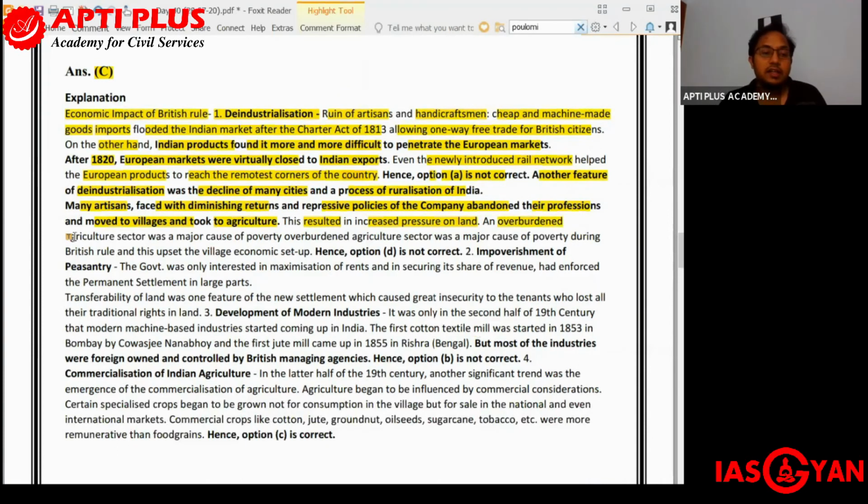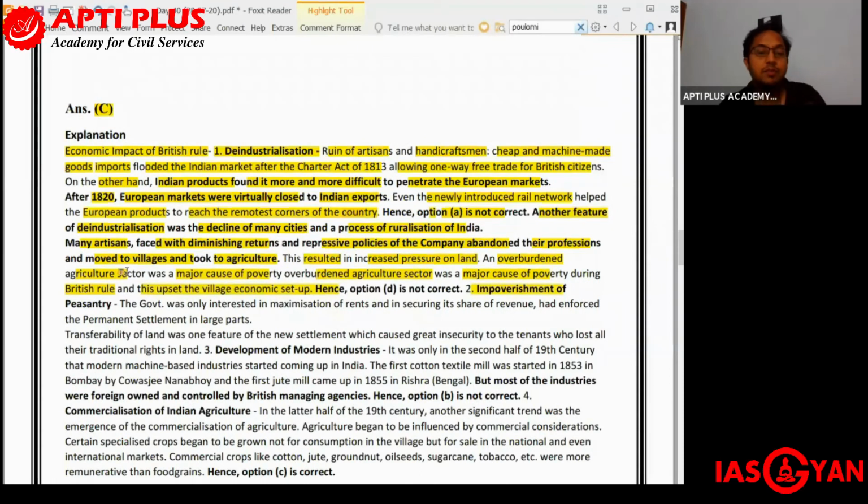An overburdened agriculture sector was a major cause of poverty. The major cause of poverty was the overburdened agricultural sector during the British rule, and this upset the village economic setup. Apart from that, we also get to see impoverishment of peasantry. That was another economic impact of British rule in India. The impoverishment of peasantry had taken place. What is this? The government was only interested in maximization of rents and in securing its share of revenue. It had enforced the permanent settlement in large parts.